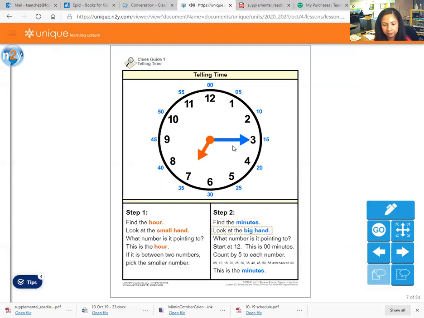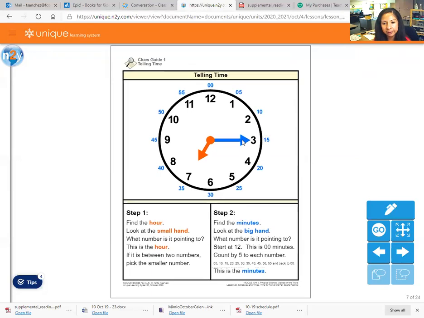Look at the big hand, which is the blue one. What number is it pointing to? Start at 12. This is 0 minutes. Count by 5 to each number. This is the minutes. Okay, so for minutes, we count by 5. So if we started here, 7, this is 7 o'clock, 7:00. Okay, and then 7:05, 7:10, 7:15. So the time it's showing now is 7:15.